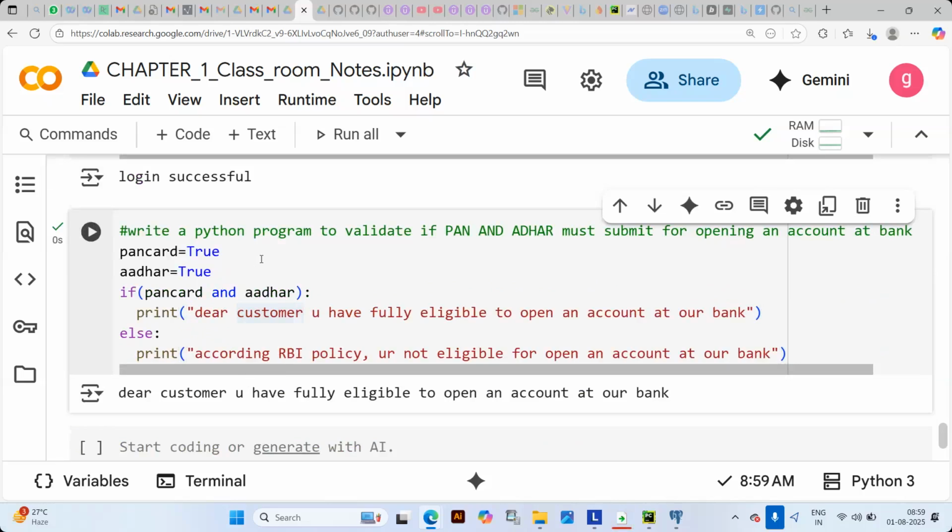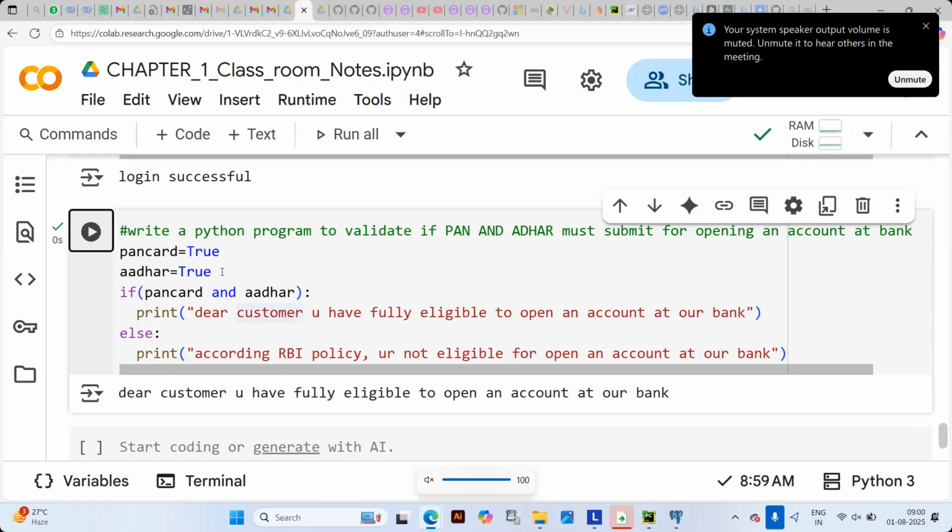Yes or no? Yes, sir. So if you change the values, check once.